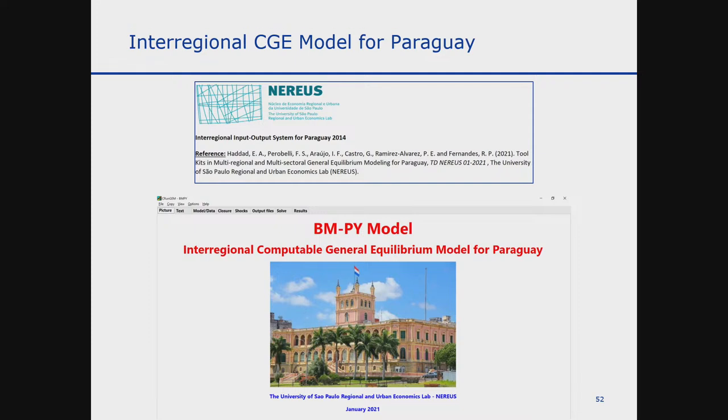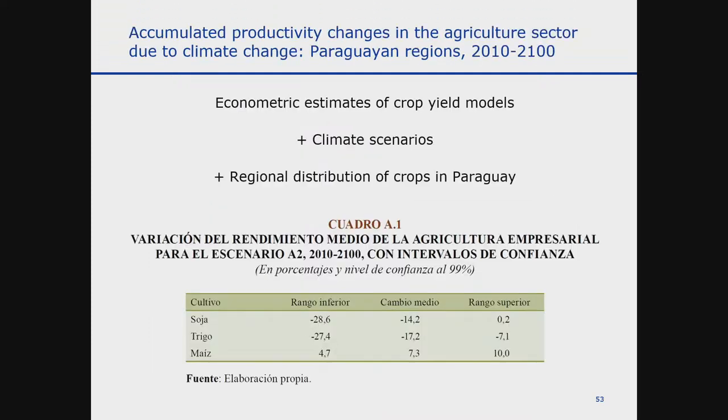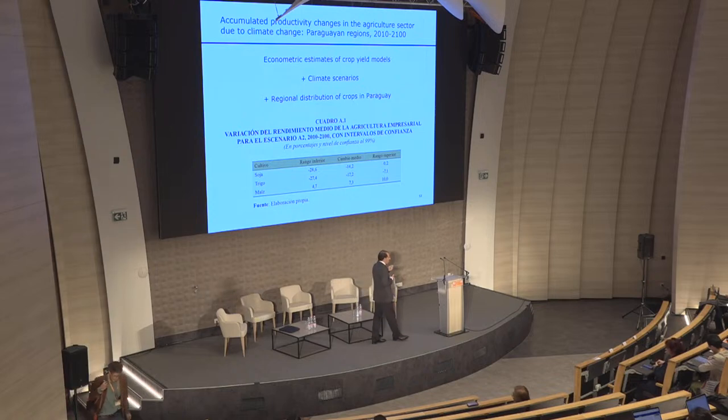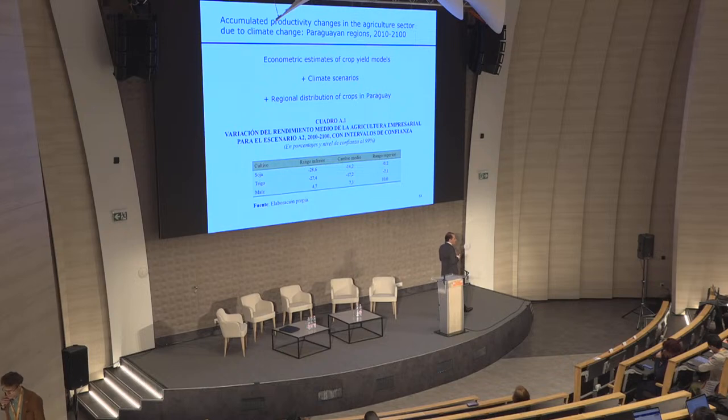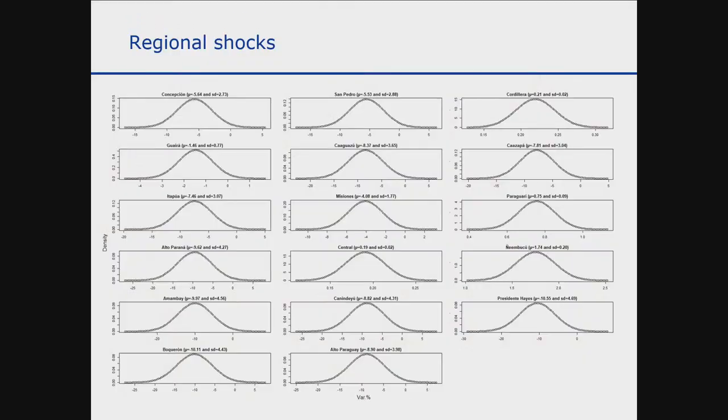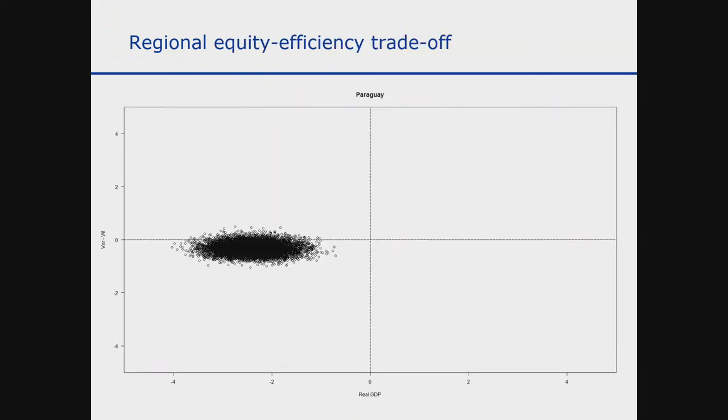And with a colleague from Paraguay who is here, we took this one step further, doing a similar exercise for Paraguay related to the accumulated productivity change in the agriculture sector due to climate change, but bringing uncertainty into the picture. We used the information from our econometric estimates of the effects of climate variables on crop yields, and generated distributions of the shocks so that we could draw different scenarios, one at a time, for regional shocks related to agriculture. In this case, with 10,000 simulations, we would be more confident about the results.